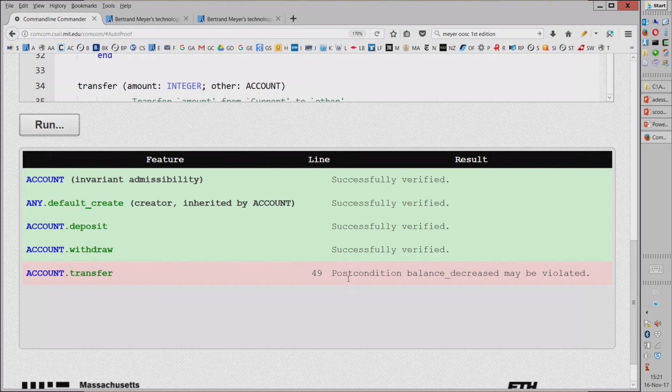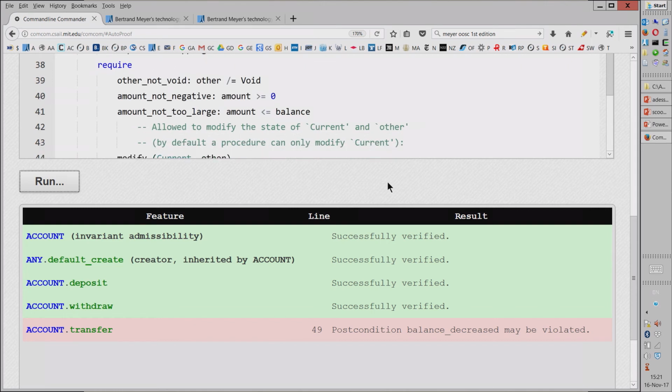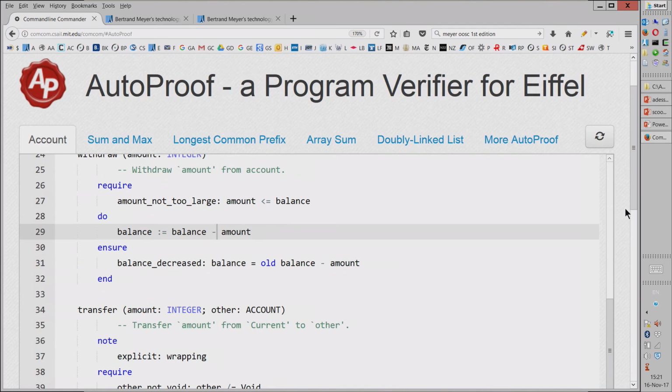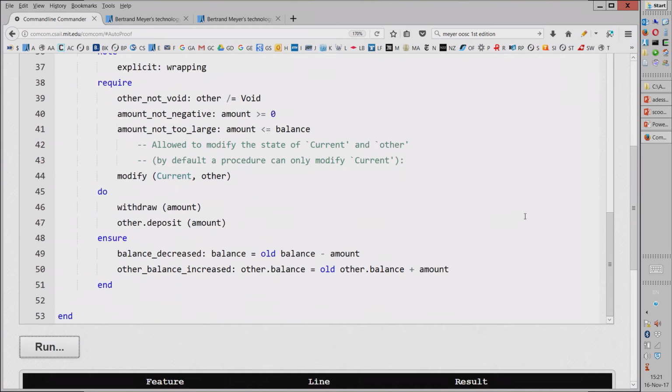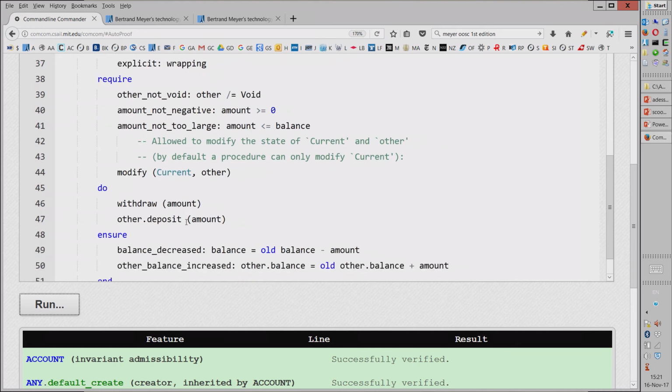So you can see that it cannot verify. Verify means proof, right? It's real proofs, not tests, no execution, once again. The postcondition may be violated. So what is the postcondition? How do I show enough of this? Sorry, yeah. This is transfer. And the postcondition that is not satisfied is balance decreased.